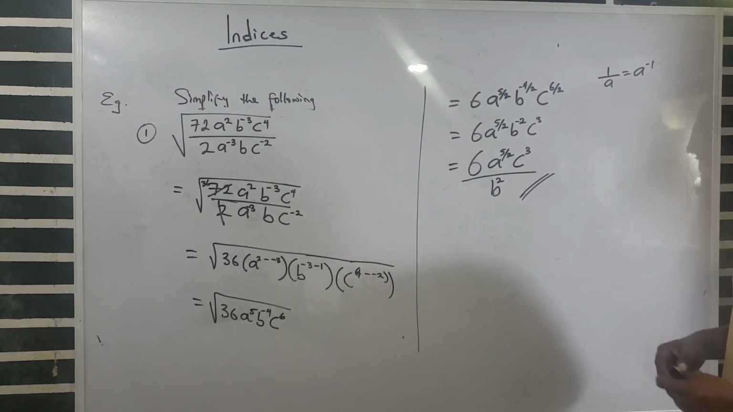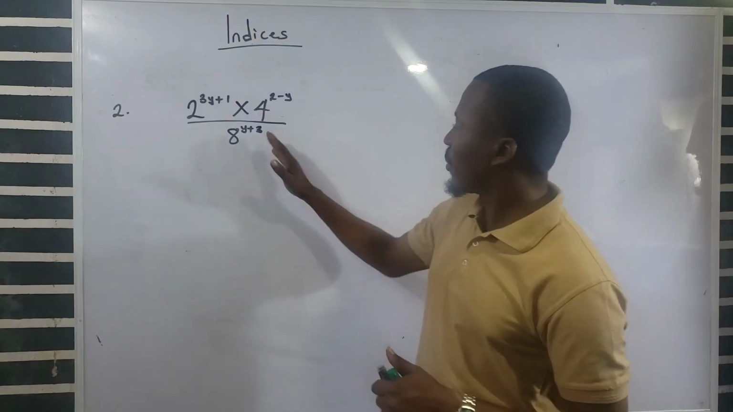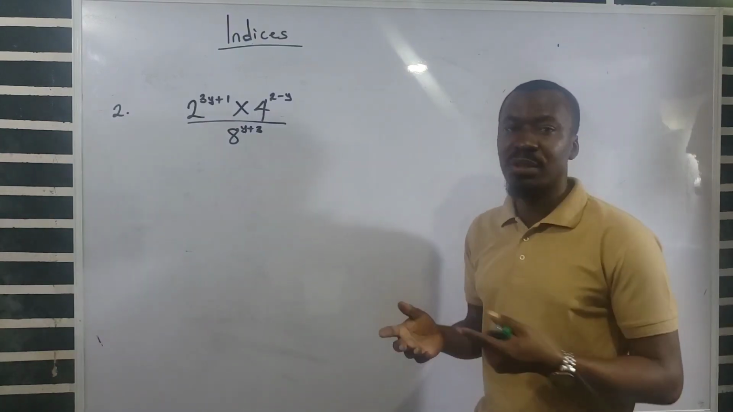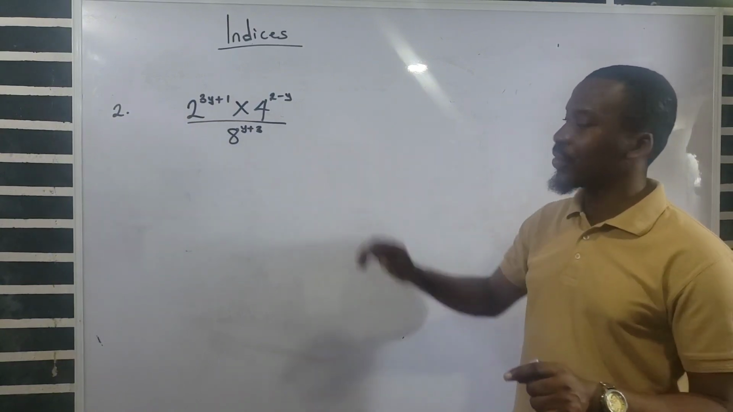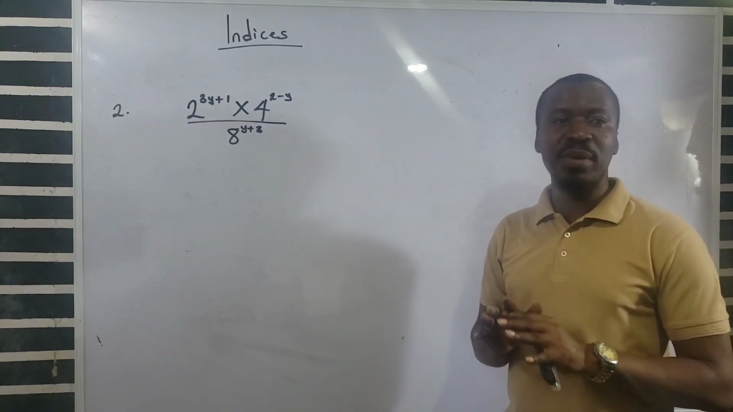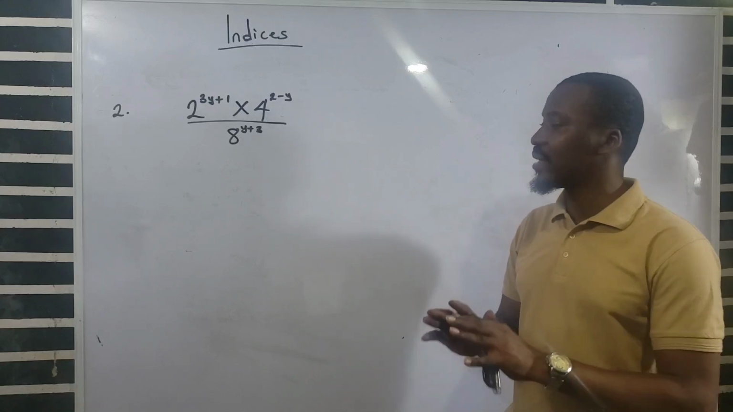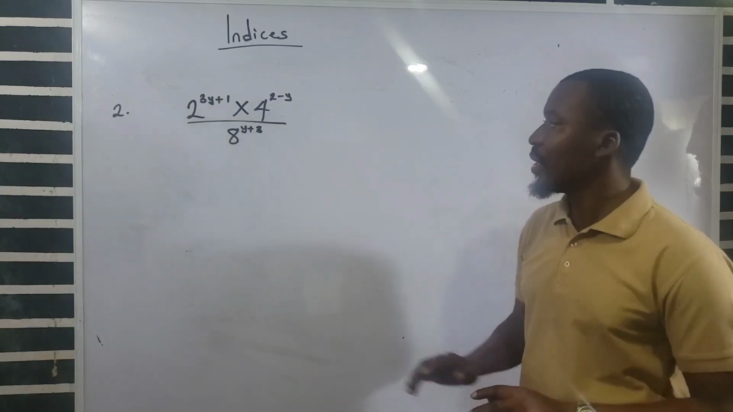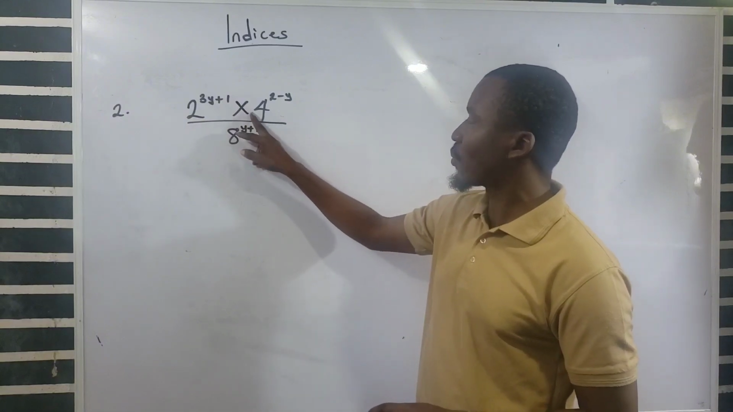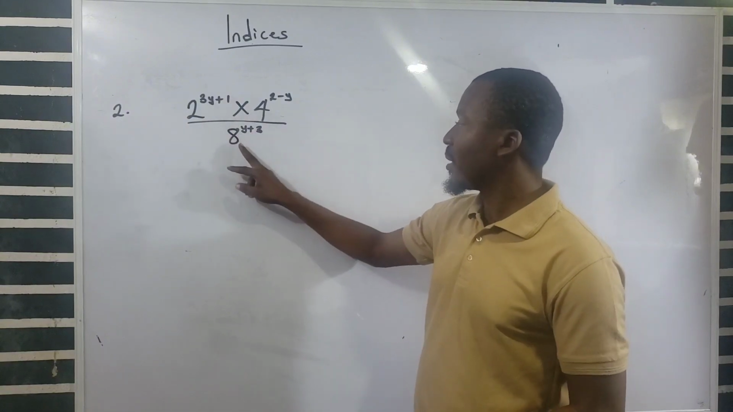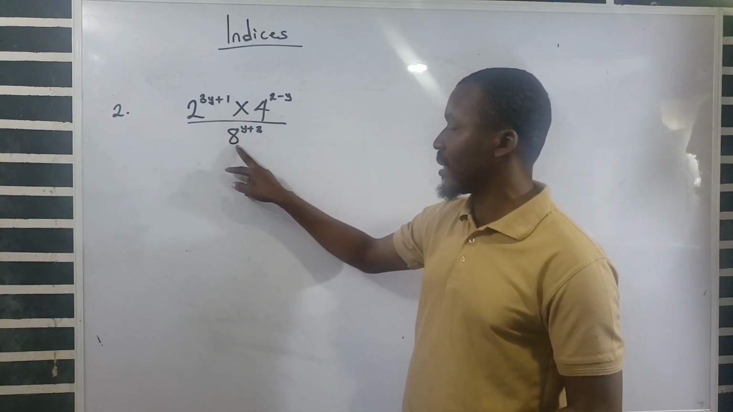Okay, so let us look at another example. So this is another type of question that you are likely to see. In this kind of question, all you need to do first is to make sure that you put everything in its lowest base. Okay, so 2 is already in its lowest base, so you have to make 4 to be in its lowest base, then you have to make 8 to be in its lowest base.